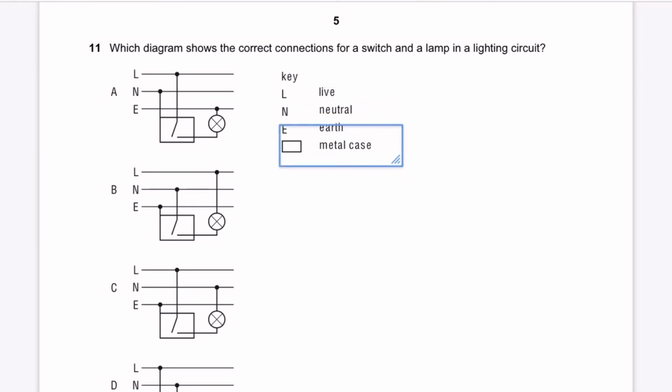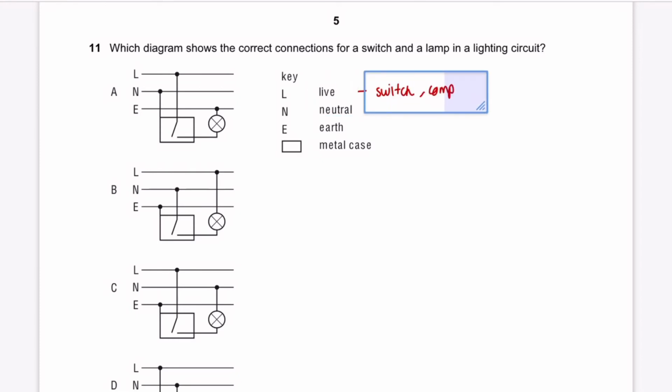Okay, before we move on to each option, I would like to write down next to the key what each of these keys should be connected to. First of all, L, which is denoted by live wire. Live wire is always connected with switch first. A switch, then the component.